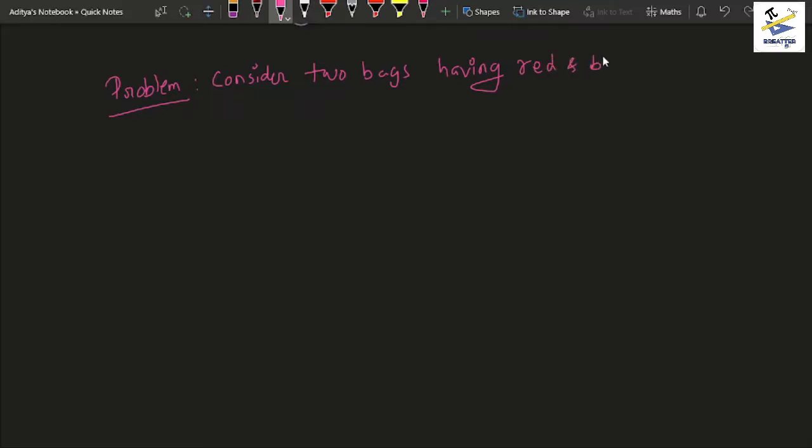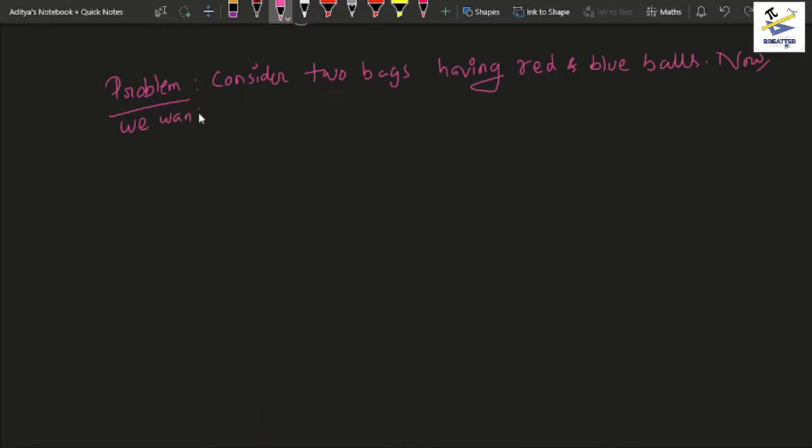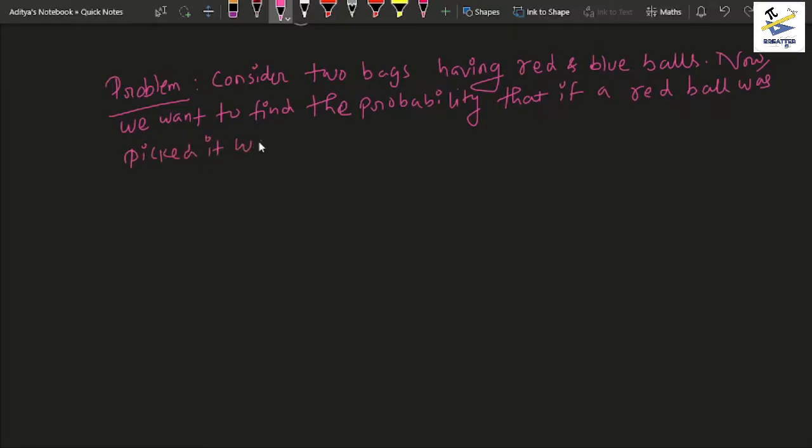Red and blue balls. Now we want to find the probability that if a red ball was picked, it was from bag 1. So this is the probability that we want to find.